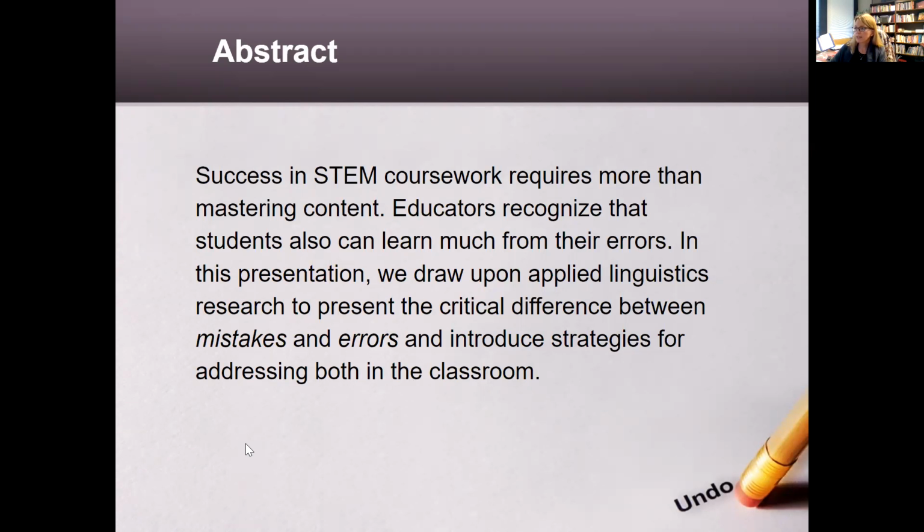Success in STEM coursework requires more than mastering content. Educators recognize that students also can learn much from their errors, not just from the things that they get correct. In this presentation, we draw upon applied linguistics research to present the critical difference between mistakes and errors, and to introduce strategies for addressing both in the classroom.